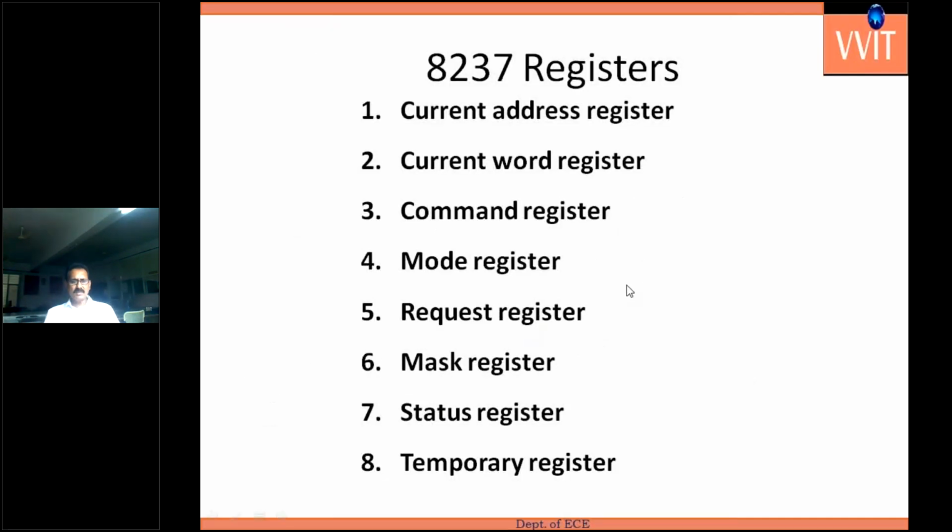Next, the 8237 internally has the current address register, holding the address of the current byte, and the current word register, holding how many words have been transmitted. The command register handles operation, mode, and speed selection. The request register handles request grant or request permission. Then there are temporary registers.